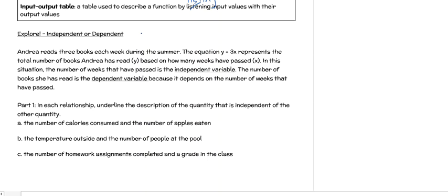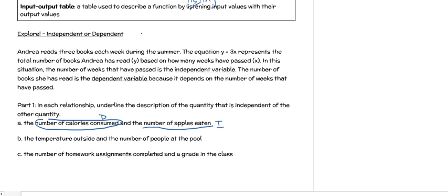All right, so for A, the number of calories consumed and the number of apples eaten. So which is the independent variable, the number of calories consumed or the number of apples eaten? The number of apples eaten is your independent variable, and your number of calories consumed is your dependent variable, because you can't consume any calories unless you eat apples in this situation. If you're not eating any apples, then you're not consuming any calories.